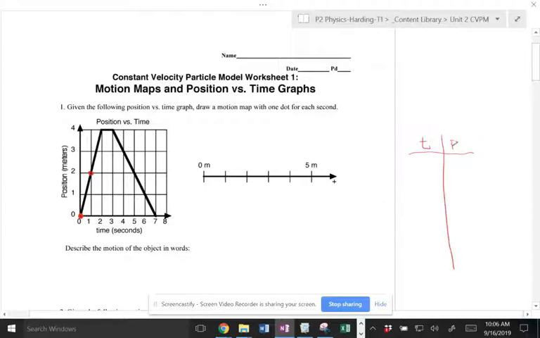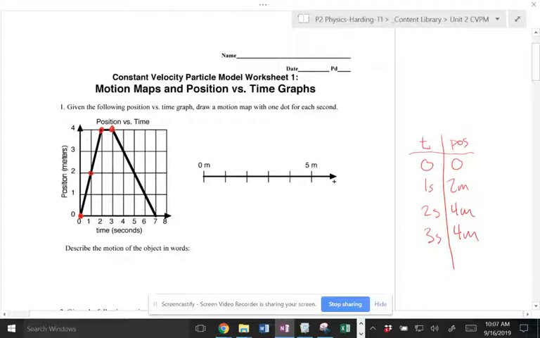Time, position. So time zero, it's at zero. Time 1 second, it's at 2 meters. Time 2 seconds, it's at 4 meters. Time 3 seconds, it's at 4 meters.